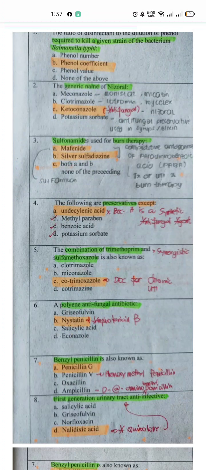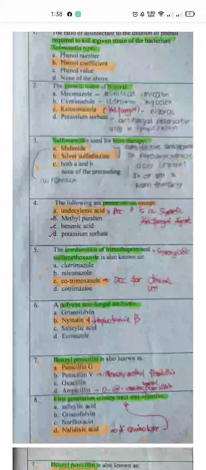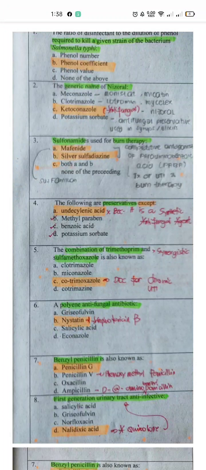Number 8, first generation urinary tract anti-infective is your nalidixic acid. So, first gen is your nalidixic acid. The primary use of your nalidixic acid is for the treatment of urinary tract infection. Okay, number 9, fluoroquinolone. A fluoroquinolone is your norfloxacin.